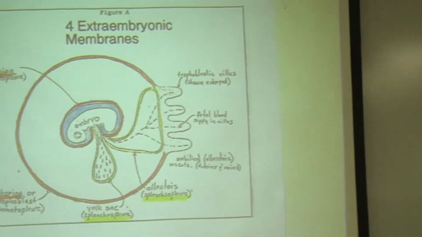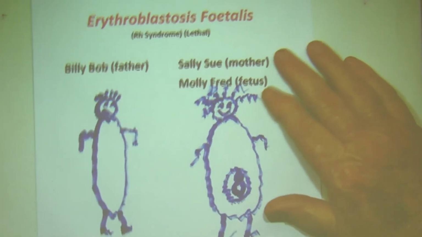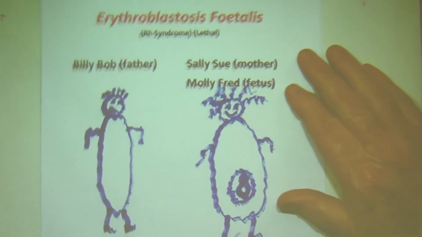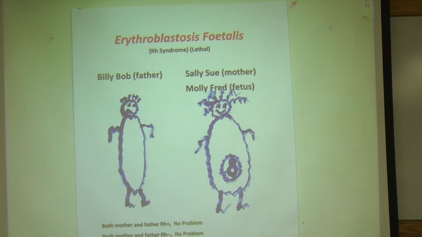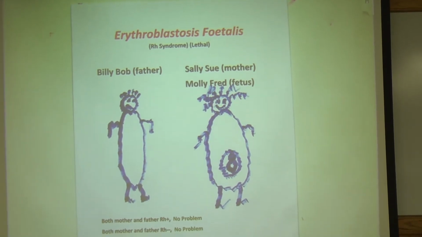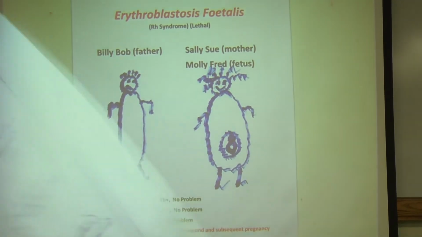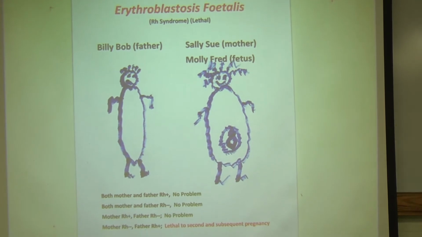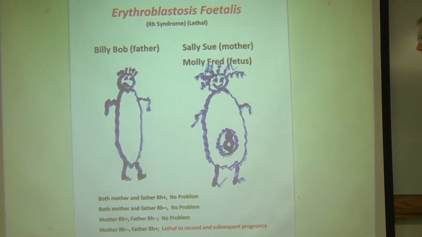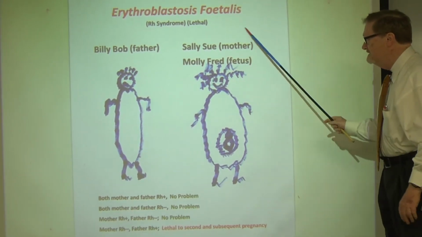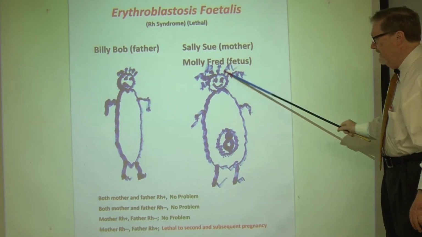something called Erythroblastosis Fetalis. And for that, we're going to use these 2 little comical drawings here. There's a husband and wife. Billy Bob is the father, and Sally Sue is the mother, and she is carrying the fetus, Molly Fred, down here.